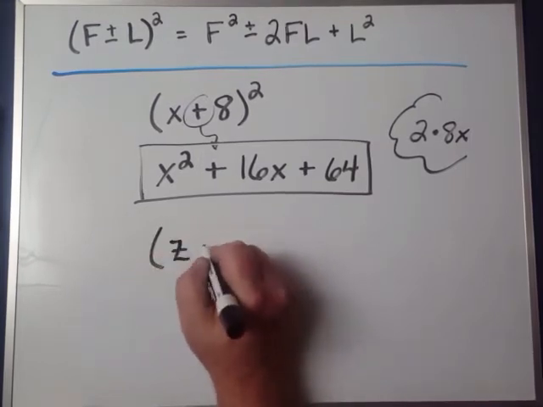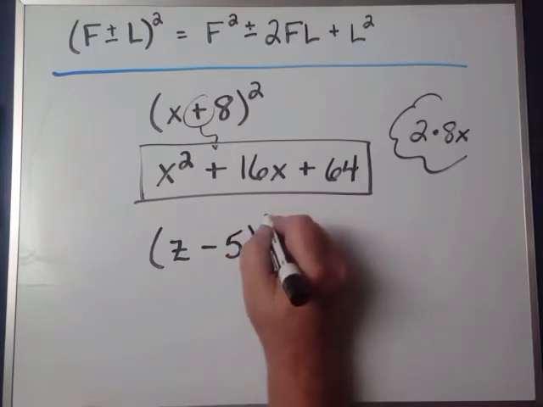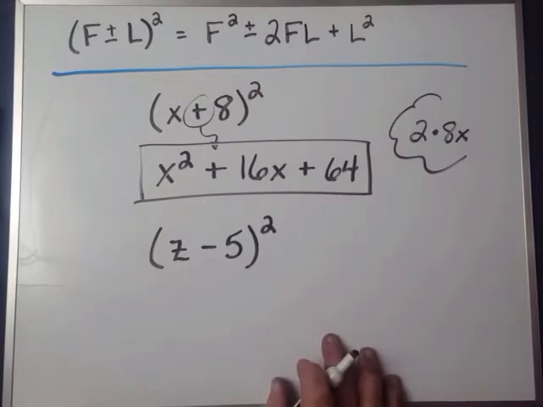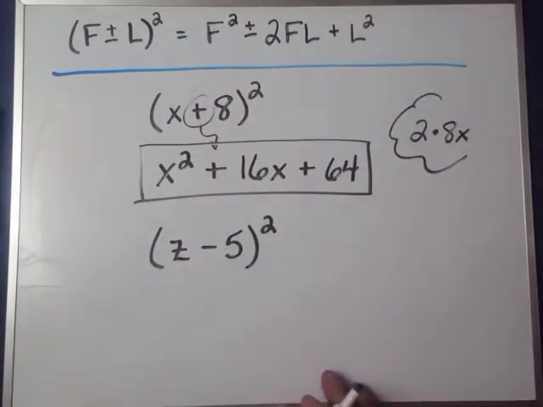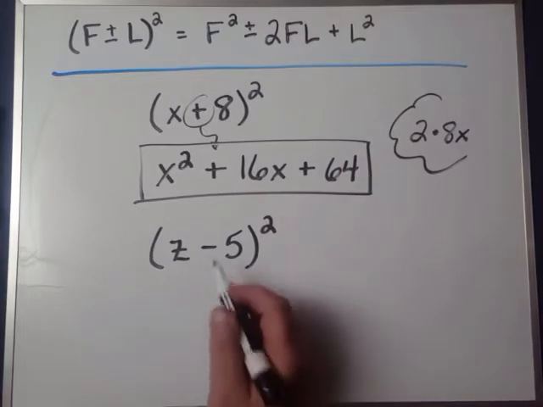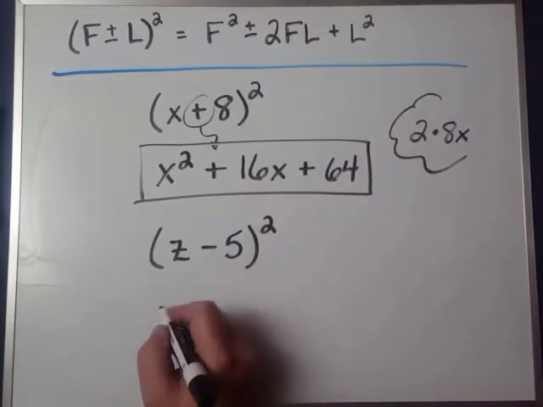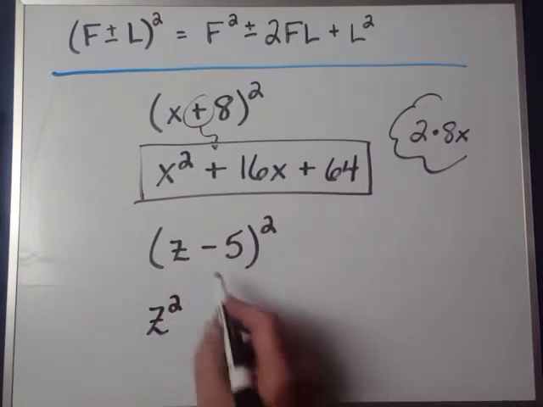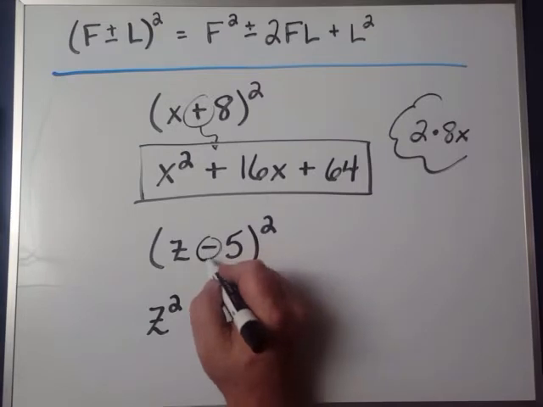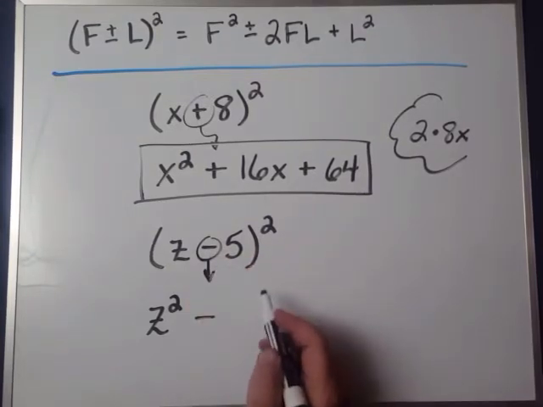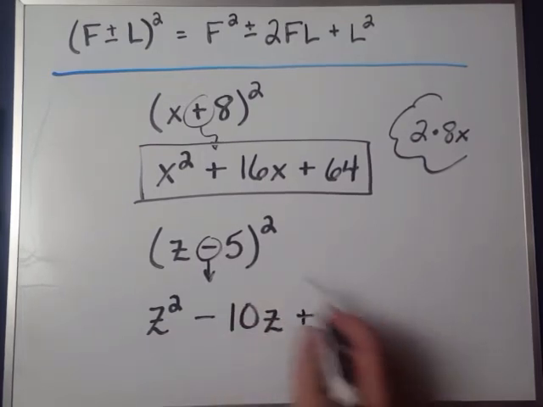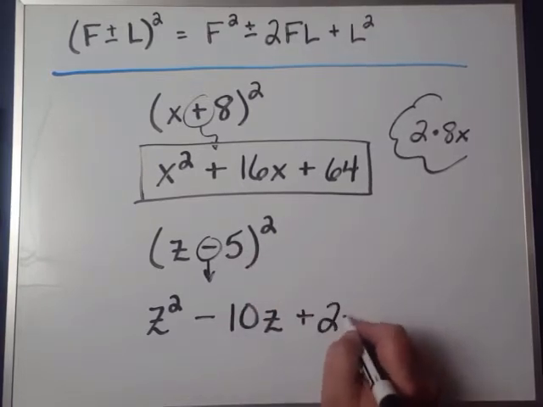Number 6, z minus 5, quantity squared. We're squaring a binomial, and so we have this formula. We have this pattern that says if I square a binomial, the answer will be the first squared. Z squared is z squared. And in this case, minus. This matches the sign of the problem. Double the first times the last. Z times 5 is 5z, doubled is 10z. Always plus the last squared. 5 squared is 25.